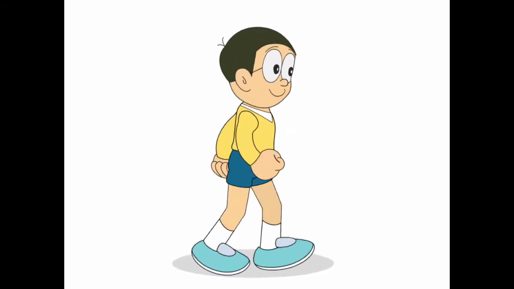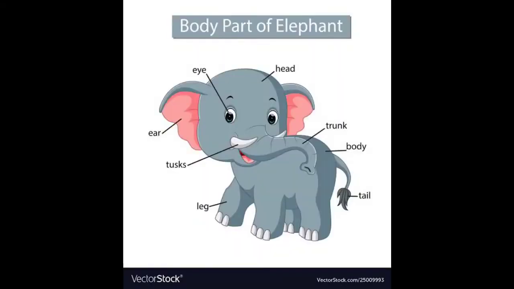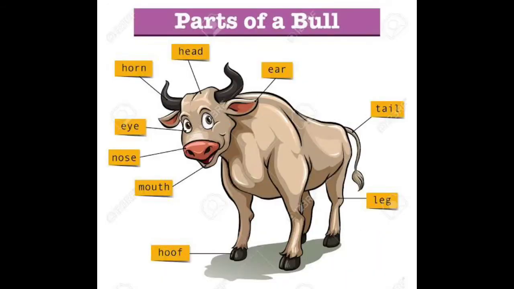Nothing simpler. Body part of elephant: eyes, head, ear, tusk, trunk, body, tail, leg, front leg, hind leg, head, horn, eye, nose, mouth, ear, tail, hoof, leg.